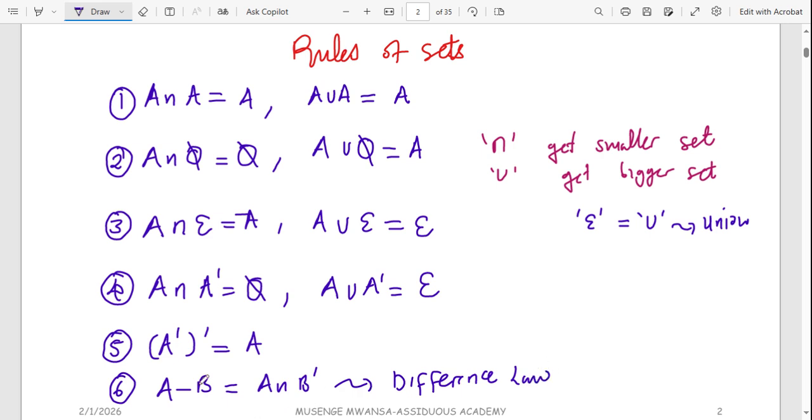Okay. I hope, are we okay with the rules of sets? Are we good? Let me just see if we are okay.